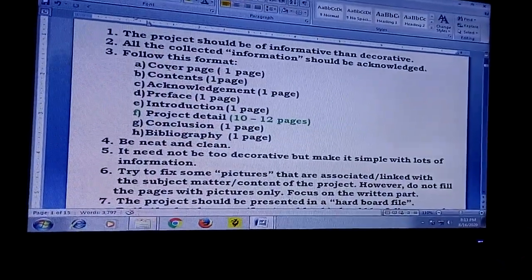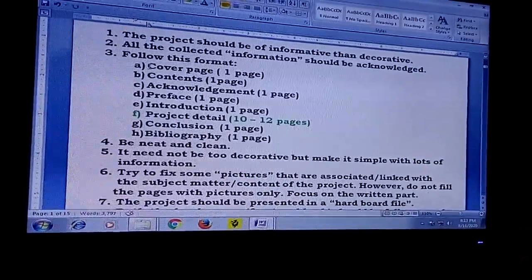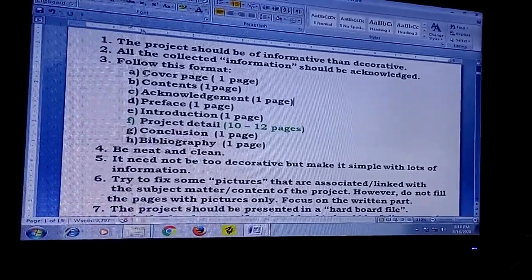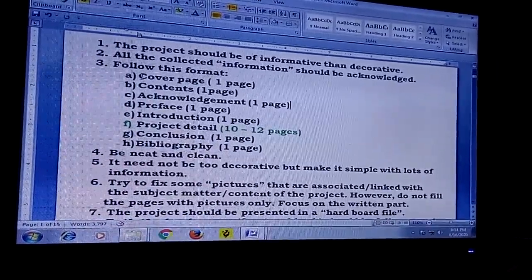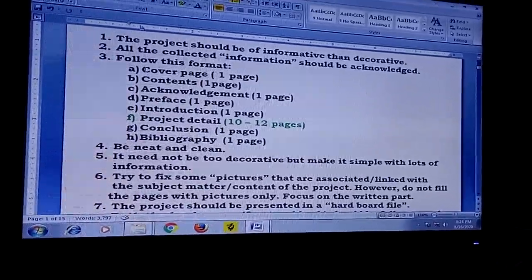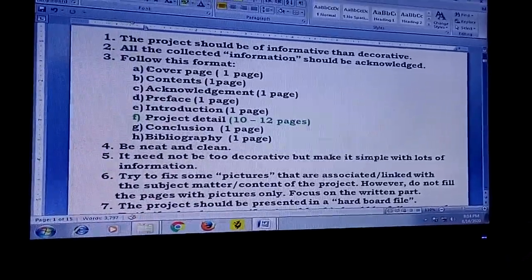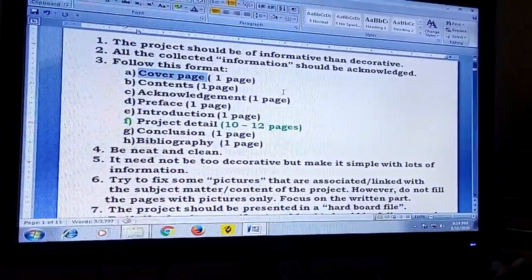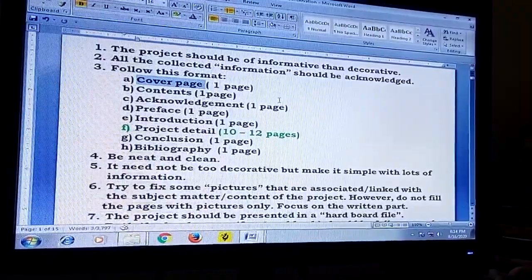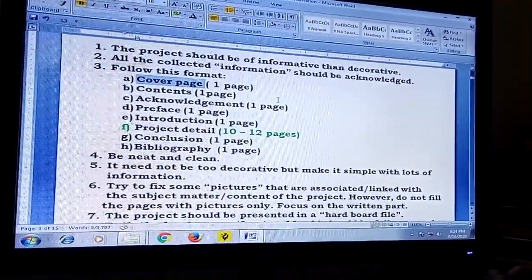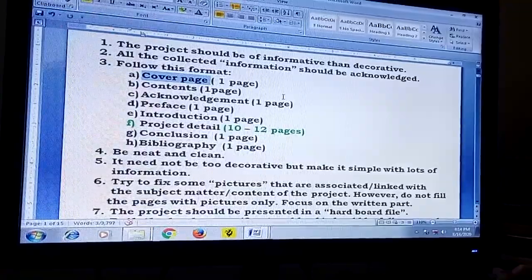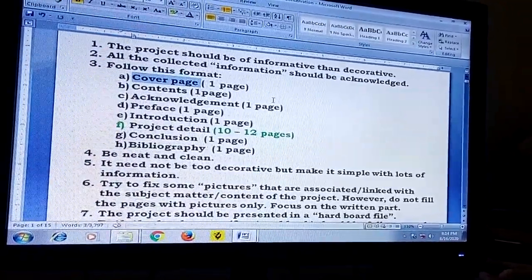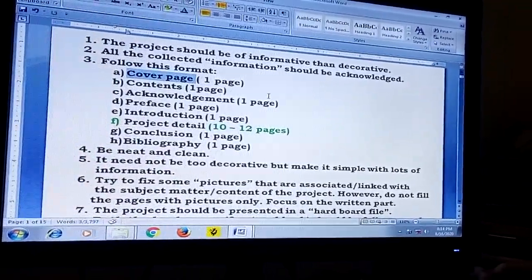Remember the cover page. Cover page doesn't mean the hardboard cover, that is a different thing, and it has got front and back. Whereas the cover page means the first page just after the hardboard. The cover page is just one page where you have to mention the full name of the topic, the geography, etc., and then the designation. That means your name, roll number, class, etc.